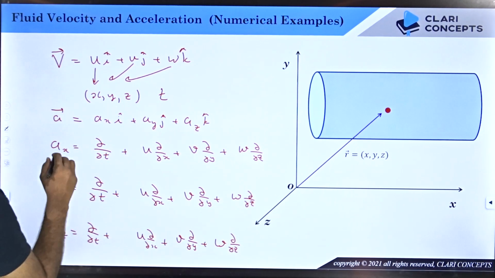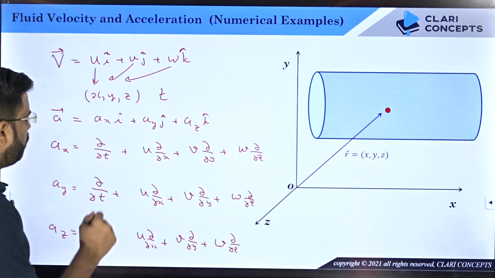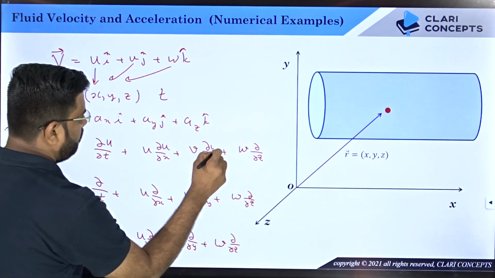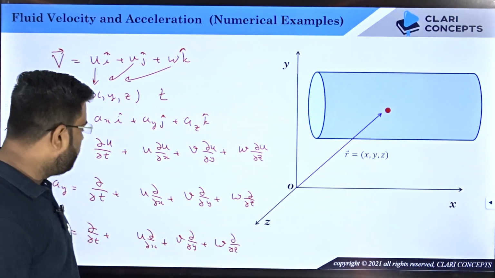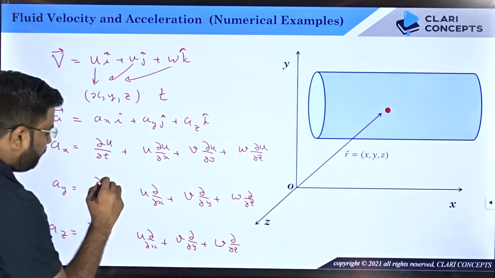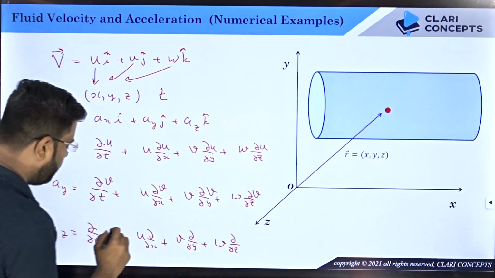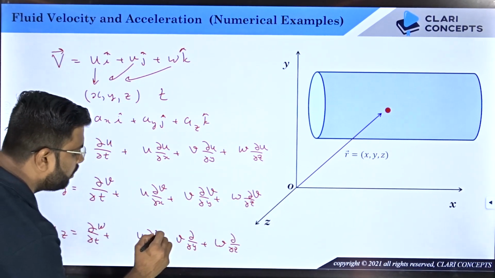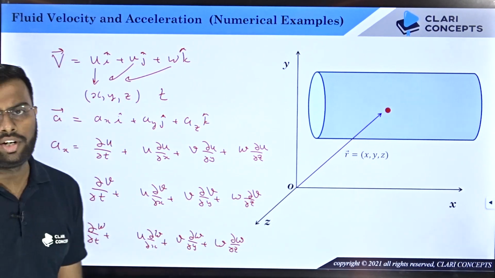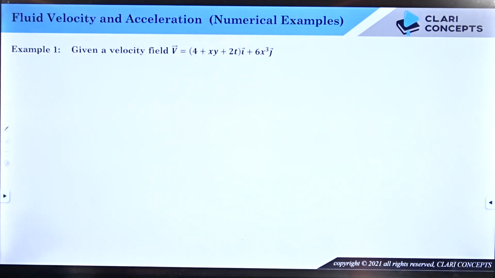Now see, since it is ax, basically it is dealing with the x component of acceleration. So the x component of velocity, which is u, will be there in all the places. Similarly, this is ay, so it is dealing with the acceleration component along the y-axis, so the y component of velocity, that is v, will be there, and here w will be there. Now I hope remembering the equation for acceleration is no more difficult for you. So let us now go on to the first example.